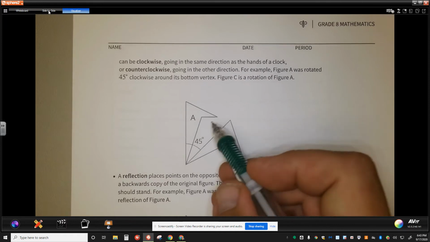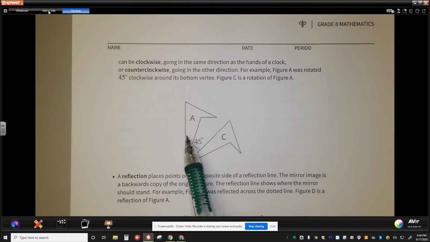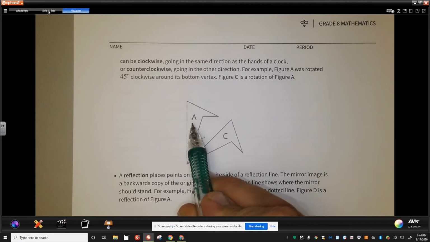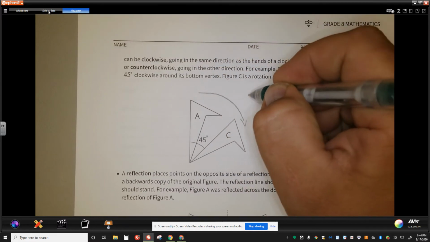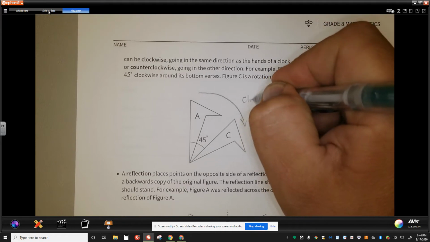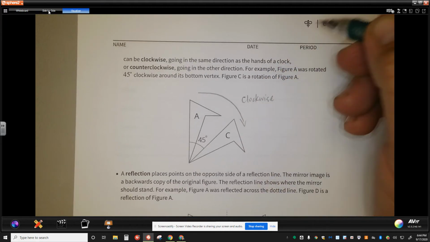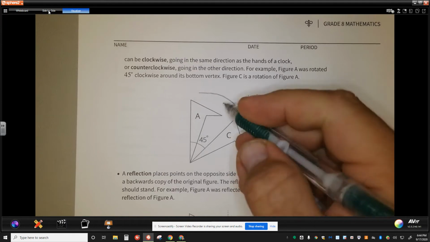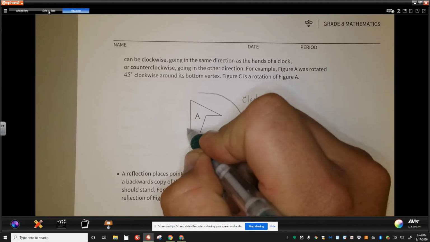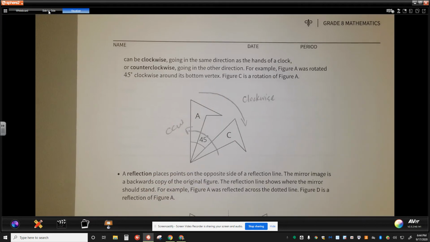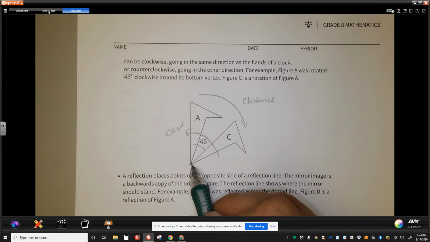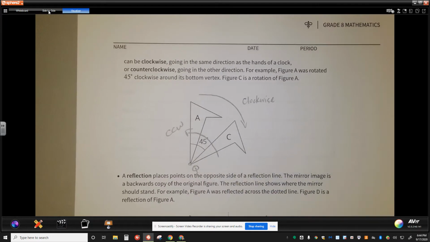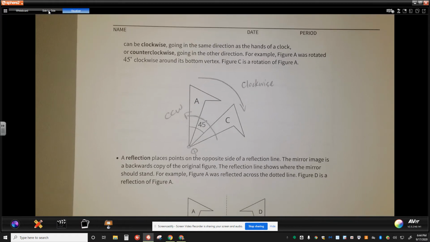For a brief example, we could see that figure A rotates onto figure C when it's going this way, which, referring back to this, is clockwise. Going the other way would be counterclockwise. It's important to recognize that we have an angle of measure, and for the center of rotation, let's give that a center point and go ahead and give it a name.